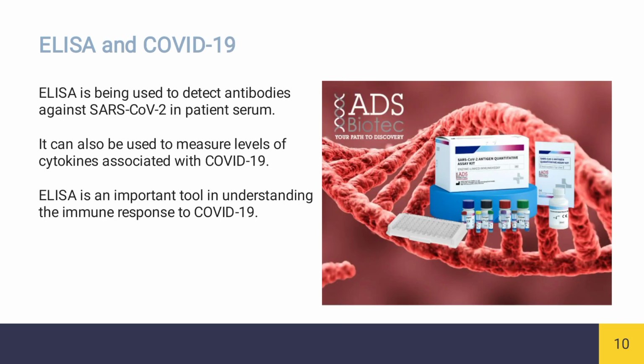ELISA and COVID 19. ELISA is being used to detect antibodies against SARS CoV 2 in patient serum. ELISA can also be used to measure levels of cytokines associated with COVID 19. ELISA is an important tool in understanding the immune response to COVID 19.